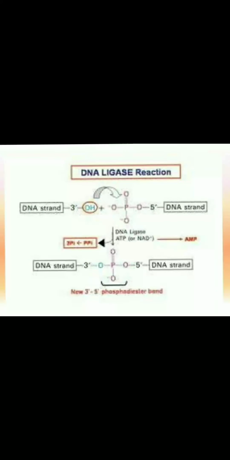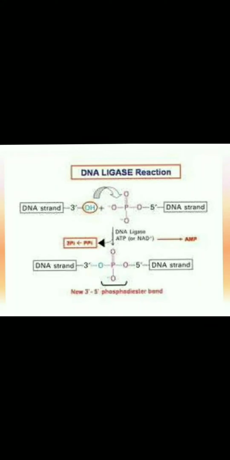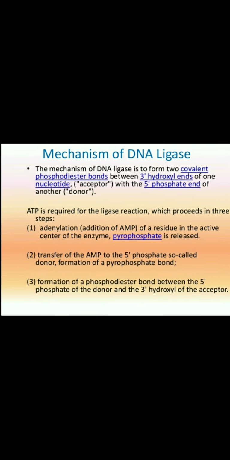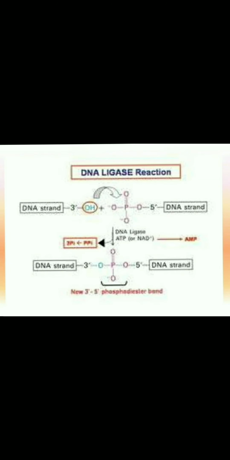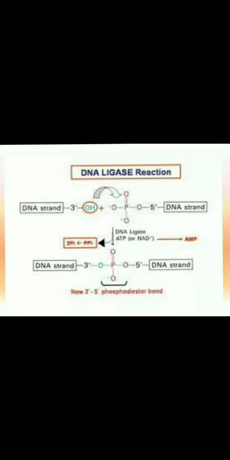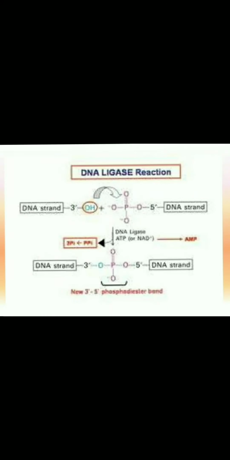Now this is the simple reaction mechanism in which we see the OH group of the 3' primer and the phosphate group of the 5' primer. Now, due to the process, the release of pyrophosphate and addition of AMP, it leads to generation of the phosphodiester bond between this DNA strand.